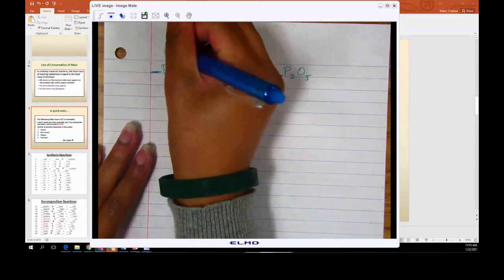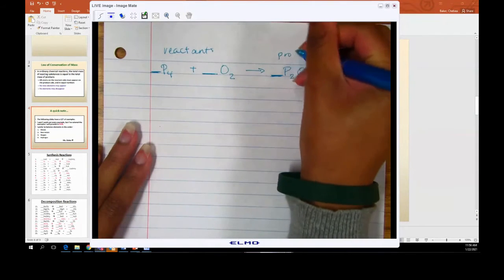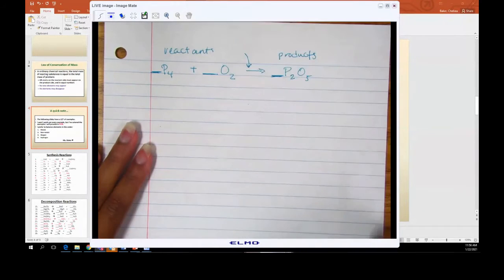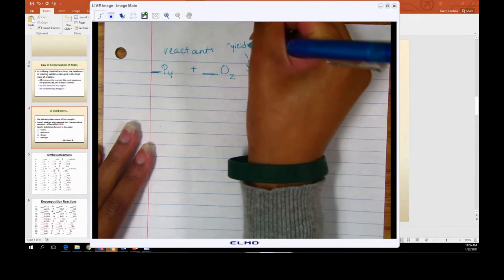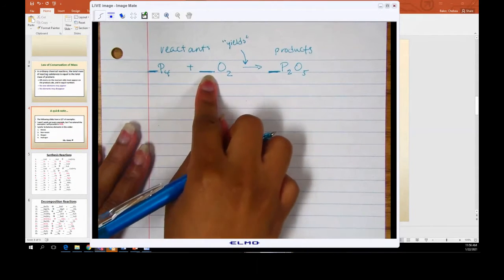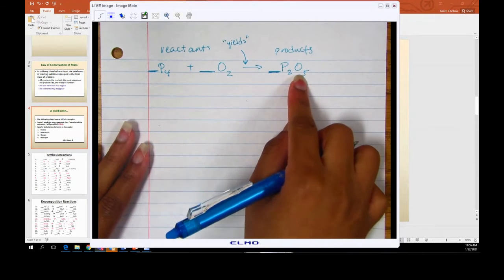Of course, this is our reactant side, and this is our product side. This little arrow in the middle, we read this as yields. So we would say this compound plus this compound reacts to yield this compound. Okay.